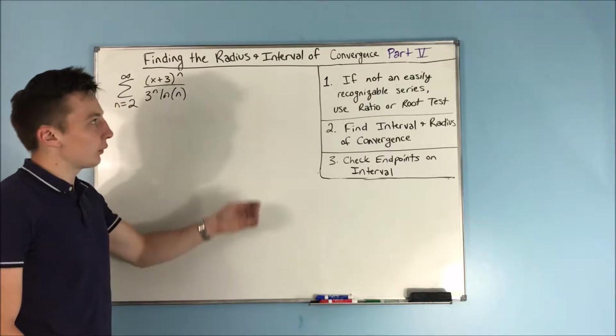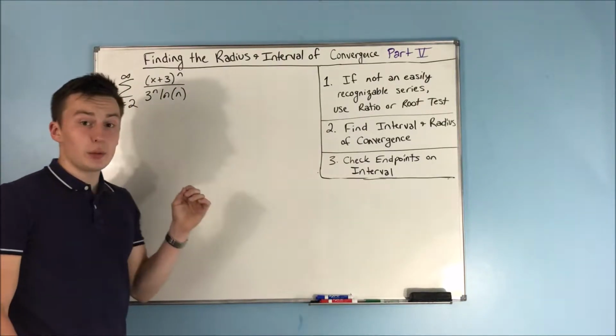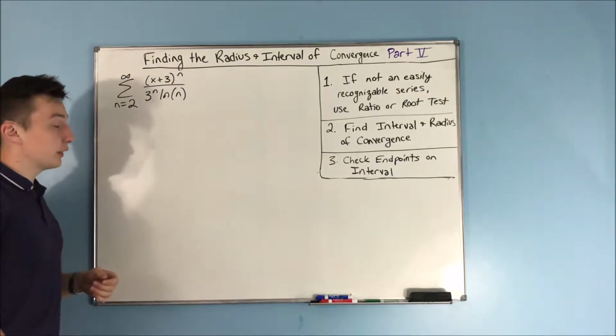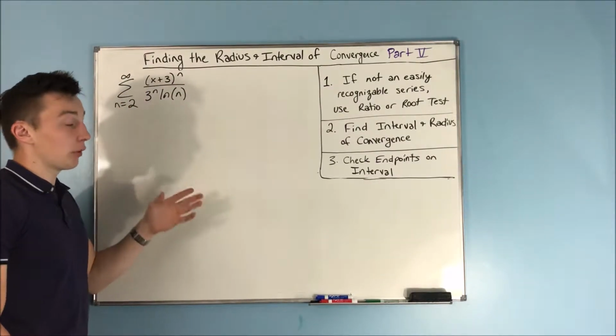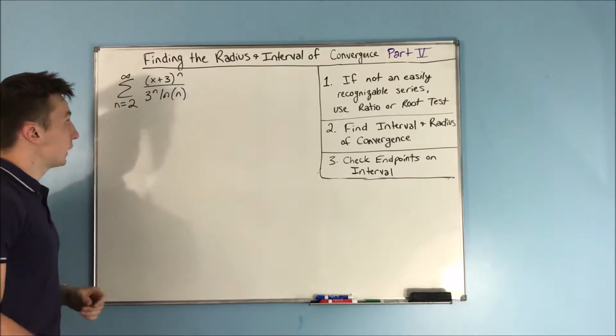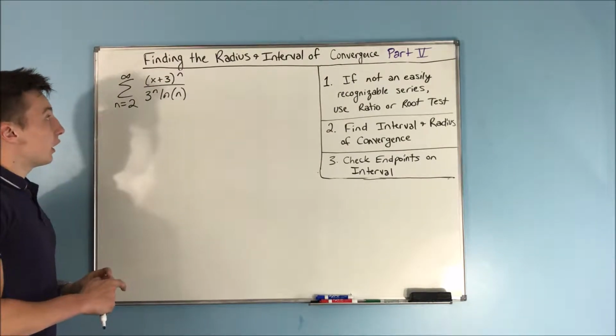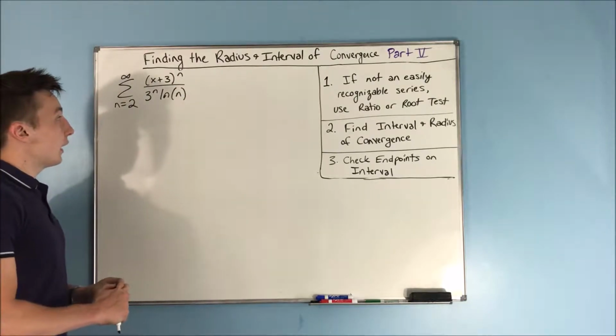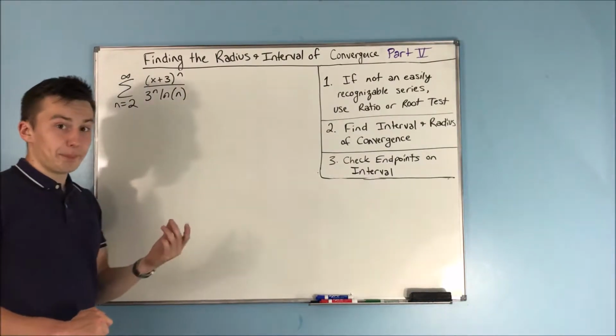Alright, so this video is going to be part 5 of finding the radius and interval of convergence. So we have our power series up on the board that we want to find the radius and interval of convergence of, and that is the sum from n equals 2 to infinity of (x plus 3) raised to the n times 3 to the n over natural log of n.